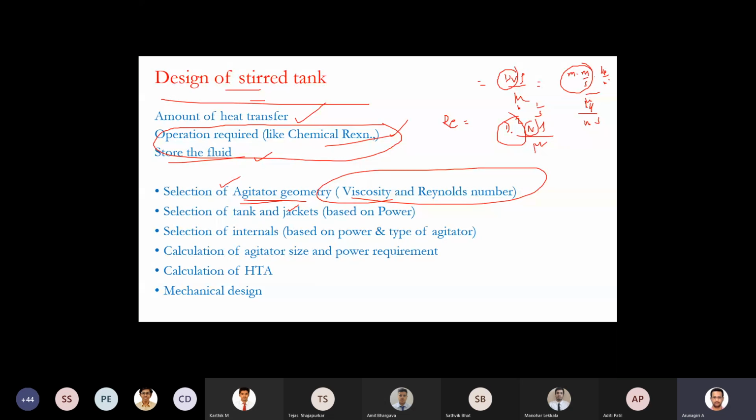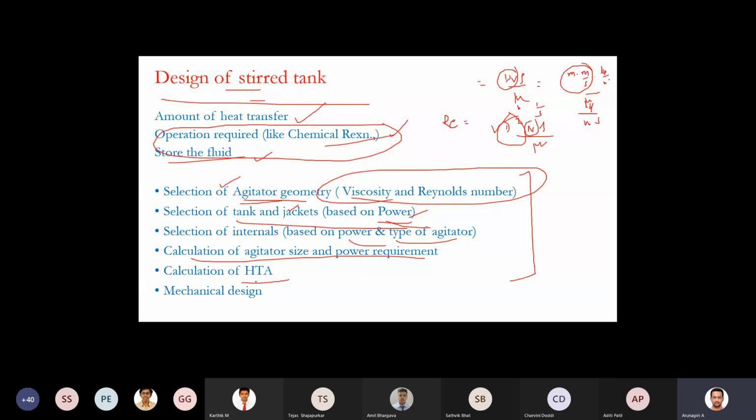So agitator geometry and this Reynolds number will decide the type of agitator, whether you have to go for a proximity agitator or a non-proximity agitator. Then you have to select the tank and jackets based on the power requirement, how much fluid you are handling, that will decide the power. Then you have to select the internals, the type of agitator and how much power is required. Then you have to calculate the agitator size and power requirement. You might have studied these things in momentum transfer or particulate science and technology.